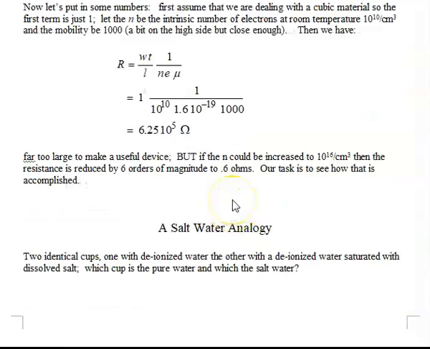However, suppose we're able to increase this N from 10 to the 10th to 10 to the 16th. That's 6 orders of magnitude. You can say, how do we do that? Well, that's our task. Then, if we're able to do that, we have about 0.6 ohms for our sample, and that is a very useful device indeed. And our task is to see how we accomplish that.